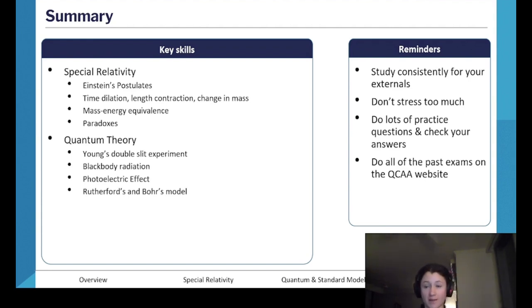And then just a few reminders: make sure you study consistently for your externals, don't stress too much, do lots of practice, check your answers, and do all of the past exams on the QCAA website. Make sure you're doing difficult questions, and overall, don't stress. It's year 12, it's not the end of your life. Just study consistently, practice some difficult questions, and I can guarantee you will be a-okay.